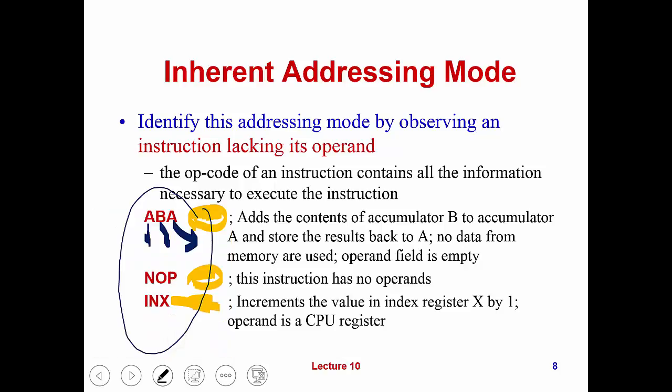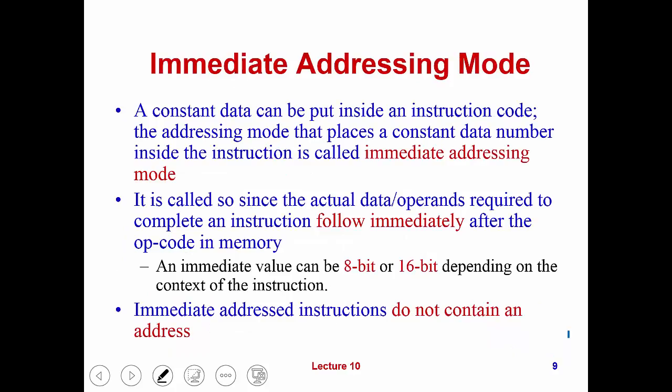Or we can simply say this means what? X plus 1. Right? Yes, X is already a CPU register. So here we do not deal with any memory location. All data we need are already given. So that one is quite straightforward, because we can check to see if that instruction contains the operand or not.